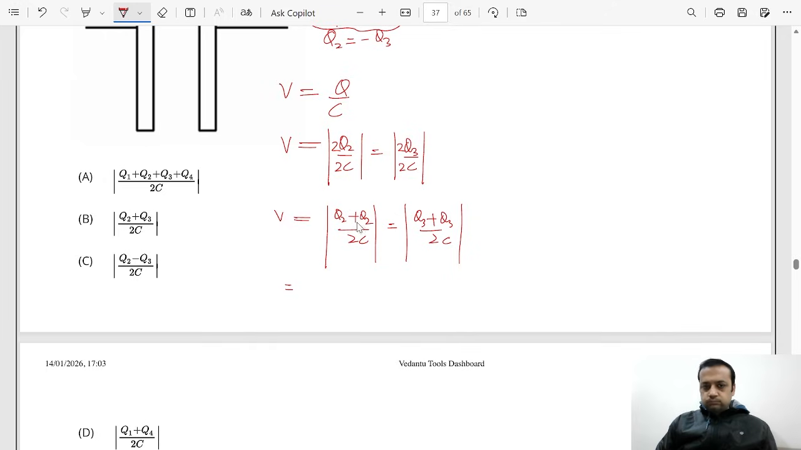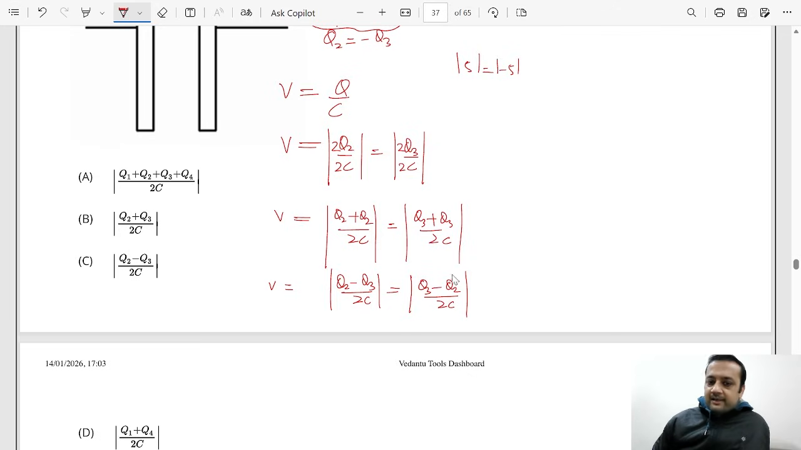So Q2, now look, what did I say? Q2 is minus Q3. So this you can write as minus Q3. And this Q3 you can write minus Q2. So this will become Q3 minus Q2 by 2C. So of course, inside the mod, whether you write 5 or minus 5, they both are equal. So you can see these two values are negative of each other, but because of mod, we can say that they will be equal. So your answer you can write like this also, like this also. Now you can see option C is matching. I hope you have understood.